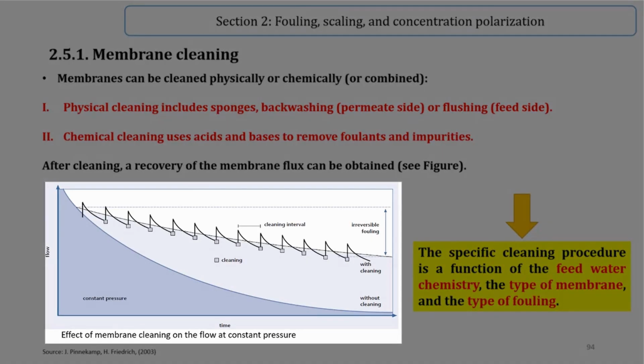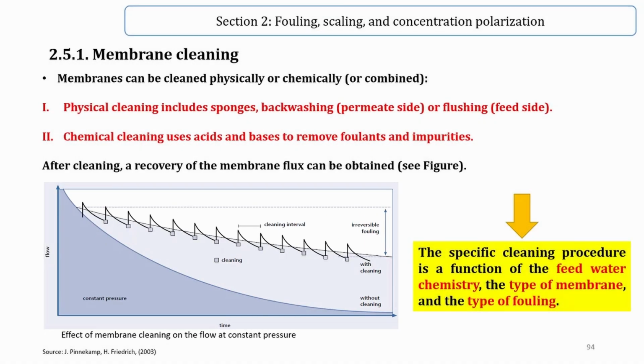The course of a flow over time at a constant transmembrane pressure with and without chemical cleaning is represented in this figure. Despite the significant improvement of the flow capacity by the chemical cleanings, the flow decreases with increasing filtration time. This phenomenon is explained by irreversible fouling.